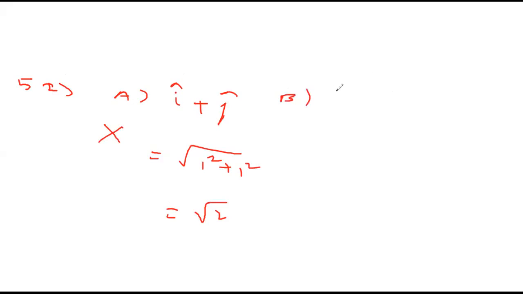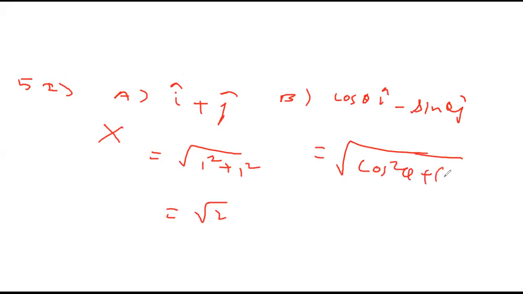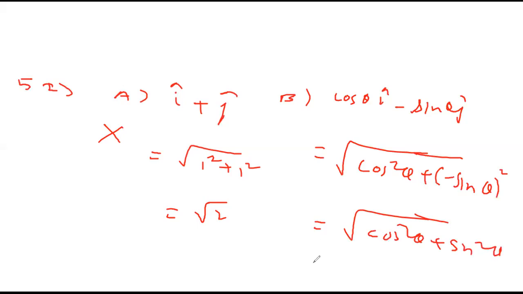Second case, cos theta I cap minus sin theta j cap. What will be its magnitude? Anybody can tell? Root of cos square theta plus of minus sin theta the square. So this is nothing but cos square theta plus sin square theta. What is sin square plus cos square? 1. So this is the required answer. Its magnitude is 1. 52, option B.